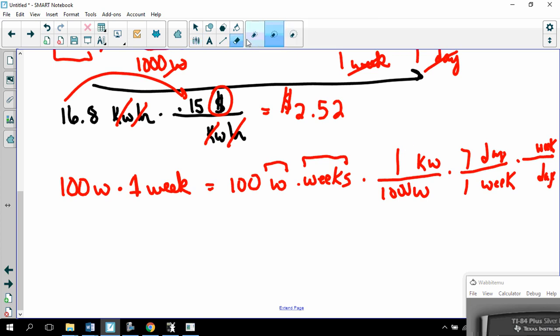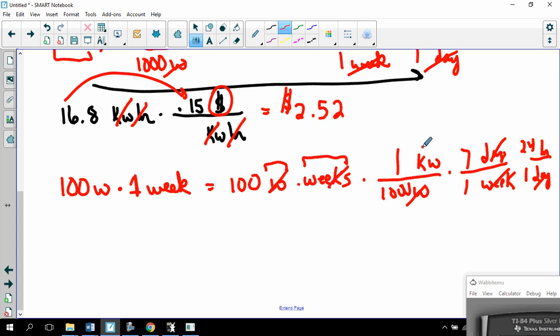So back up the truck. Hours. We want hours. Got to get rid of days. And in one day there's 24 hours. So the days cancel. The weeks cancel. The watts cancel, leaving you with kilowatt hours. I don't know if that's better or not. Hopefully this helps.